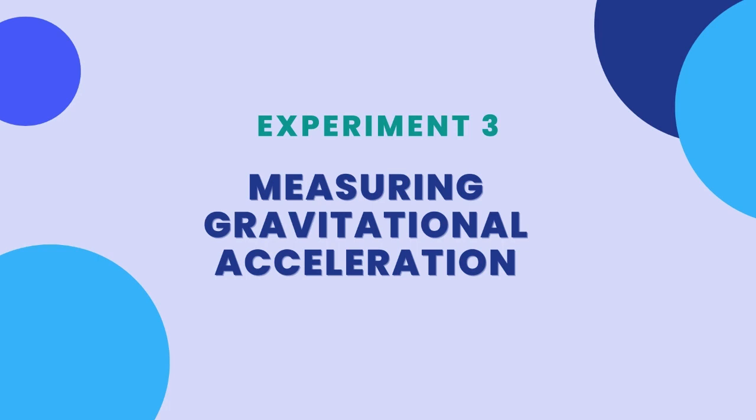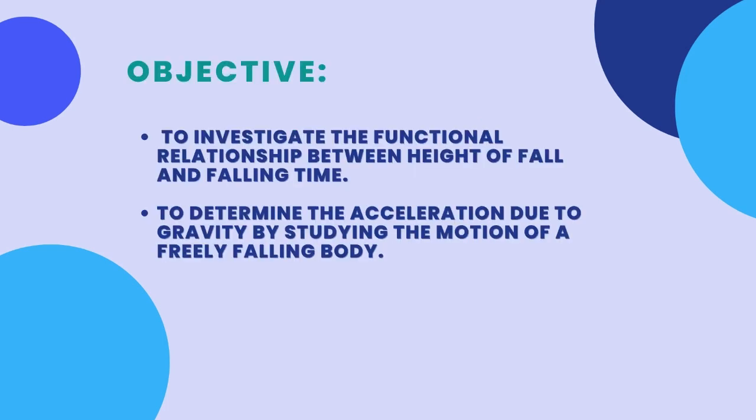Experiment 3. Measuring gravitational acceleration. The objective of this experiment was to investigate the functional relationship between height of fall and falling time, and to determine the acceleration due to gravity by studying the motion of a freely falling body.